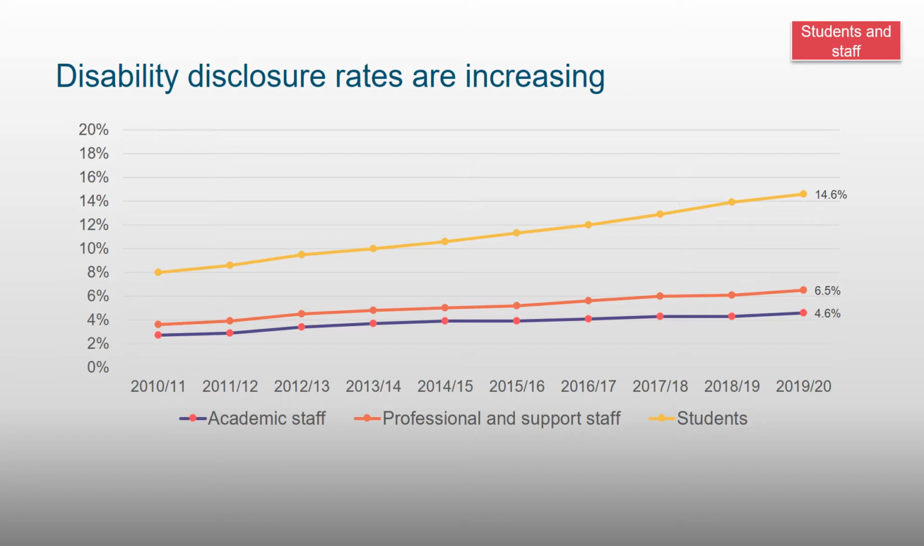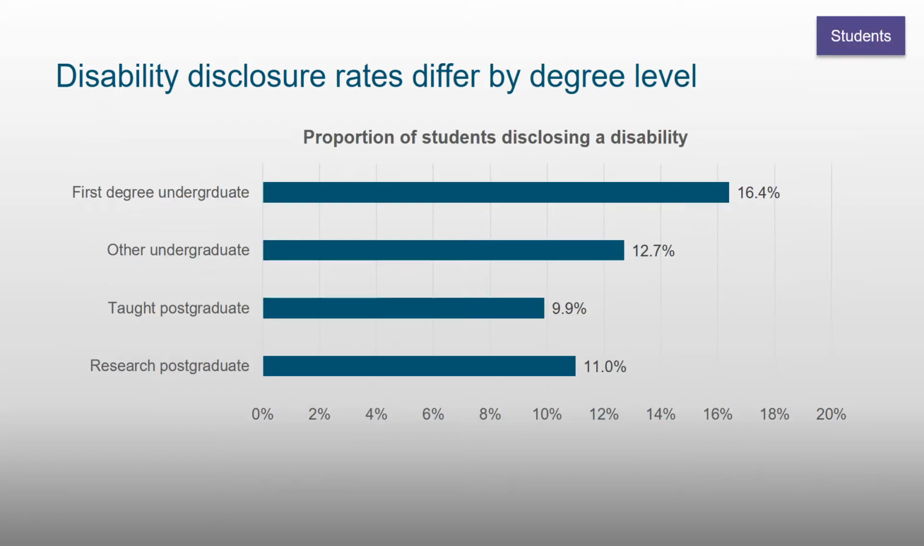The proportion of academic staff members disclosing as disabled keeps on being the lowest of all compared to students and professional and support staff, and I hope that throughout this conference we will question and explore why this might be the case. Disability disclosure rates vary across students in different degree levels as well.